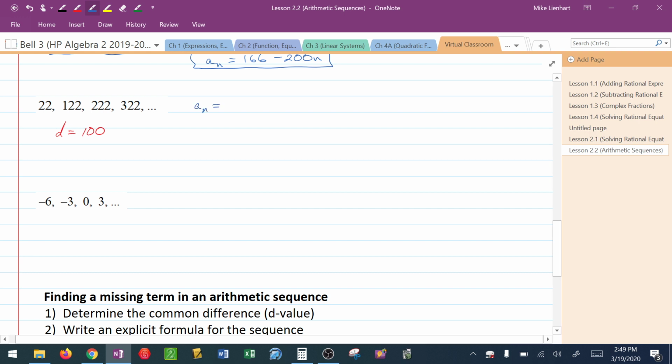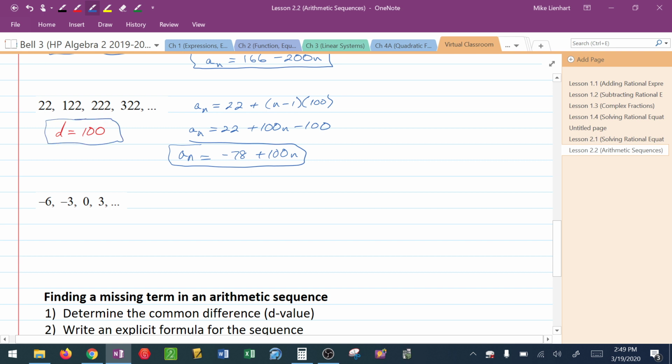A sub n is equal to a sub 1, or a, with the initial value 22, plus n minus 1 times the common difference of 100. I'm going to clean it up. A sub n is equal to 22 plus 100n minus 100, or a sub n is equal to 22 minus 100, that would be negative 78 plus 100n. This is our explicit formula. This is our common difference.